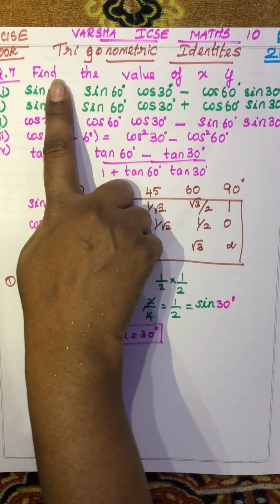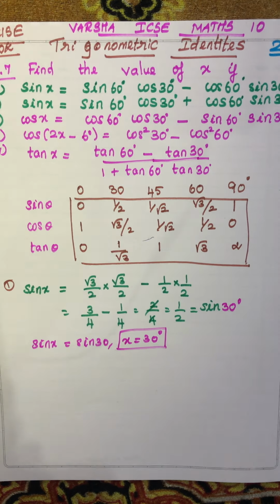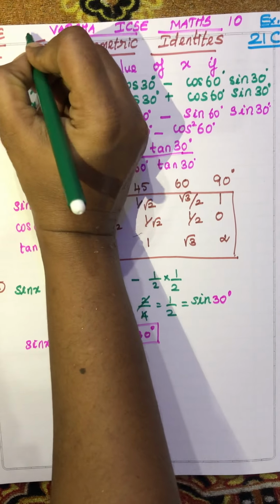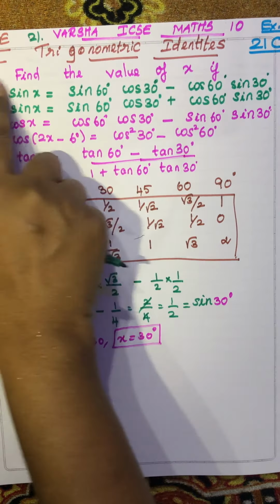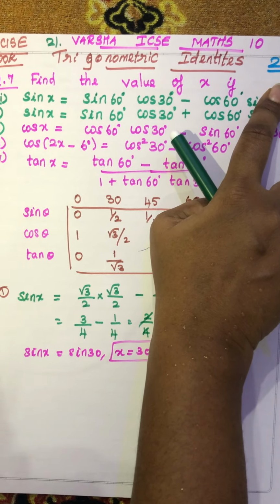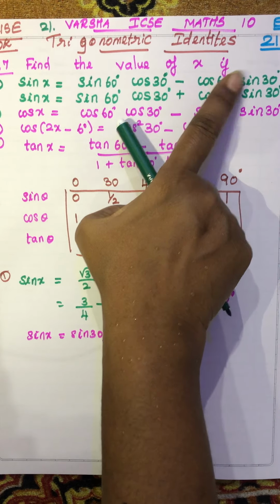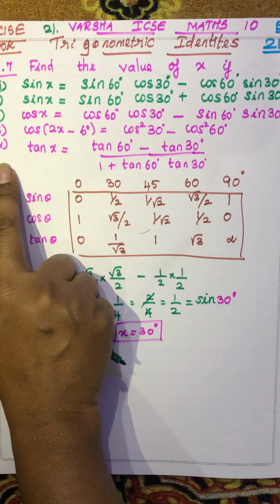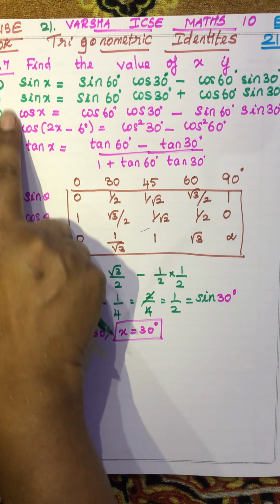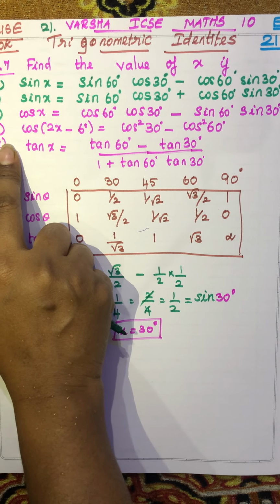See, this is our trigonometric identities unit 21. This is from the Concise book. Exercise 21C, question number 7: find the value of x. There are 7 subdivisions, I think, but I'm going to do only 5 subdivisions in this video.